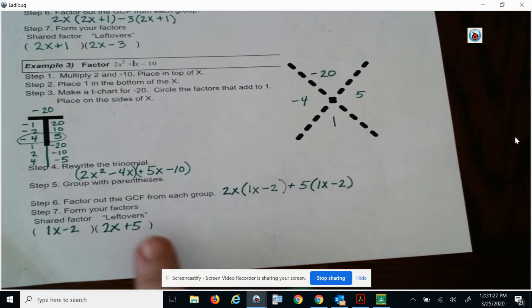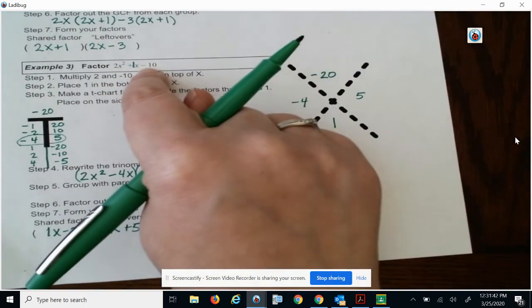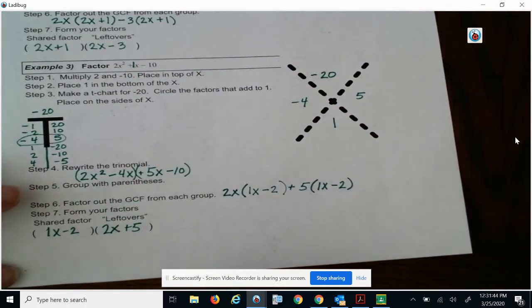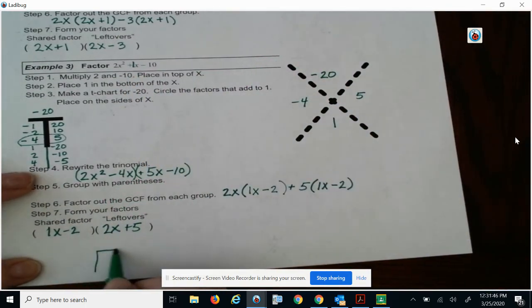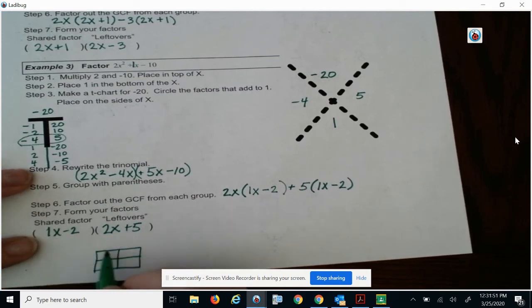All right, so those are our factors. Now, why do we call them factors? Because what is a factor? A factor means you multiply two things to get an answer, right? So if we multiply these, we're going to get this answer. Remember using box or FOIL method? We use 1x minus 2 and 2x plus 5.